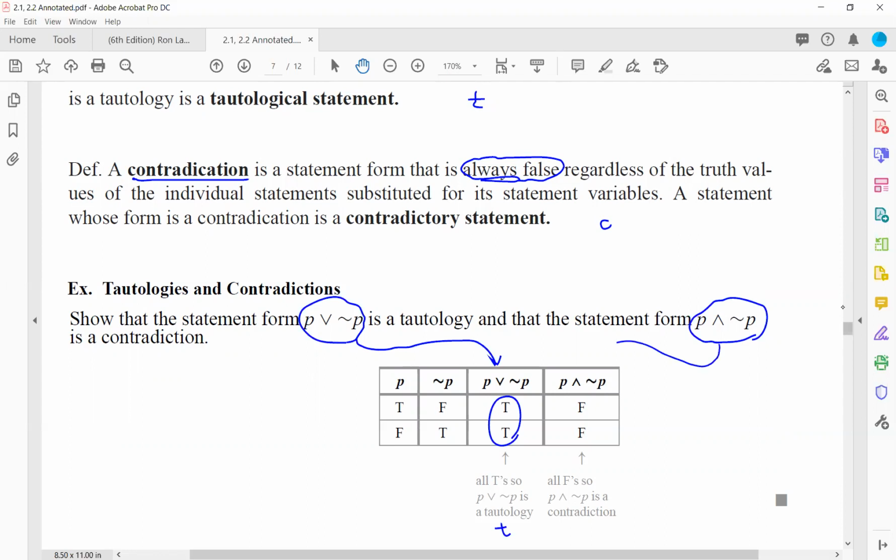What about P and not P? True and false is false. False and true is false again. So the outcome is always false. You got a contradiction. So these two compound statements are examples of a tautology and a contradiction.